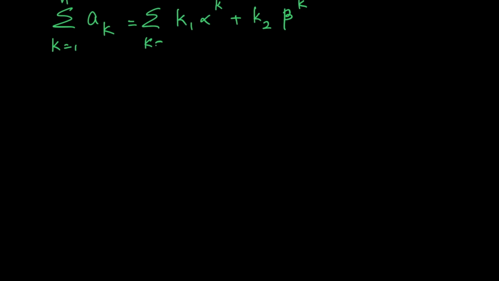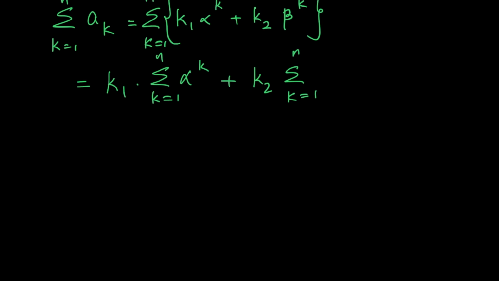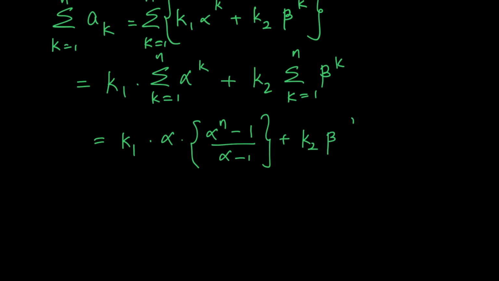You can also prove it from the definition we have used, that is ak is k1 alpha power k plus k2 beta power k. So sigma k is equal to 1 to n. Now this is k1 times sigma k is equal to 1 to n alpha power k plus k2 times sigma k is equal to 1 to n beta power k. So this is k1 into, this is a GP, first term into common ratio raised to number of terms minus 1 by common ratio minus 1 plus k2 into beta into common ratio raised to number of terms minus 1 by common ratio minus 1.